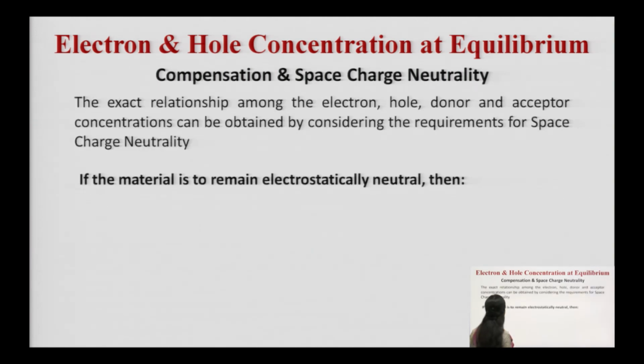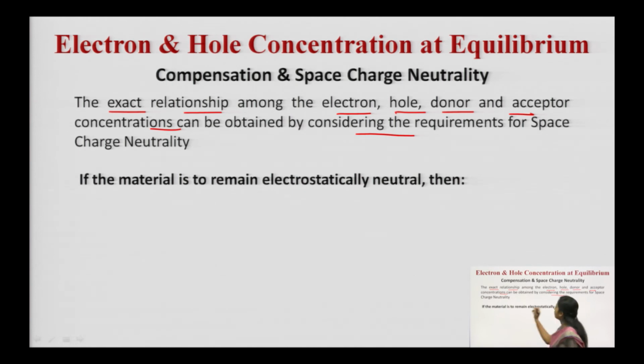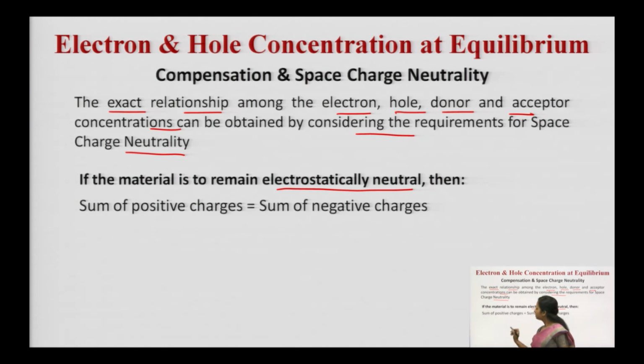Now, how to explain it? The exact relationship among the electron, hole, donor and acceptor concentrations can be obtained by considering the requirement for space charge neutrality. What is the requirement for space charge neutrality? If the material is to remain electrostatically neutral, then a condition must be satisfied, and how can you write it down? The sum of positive charges must be equal to the sum of negative charges.